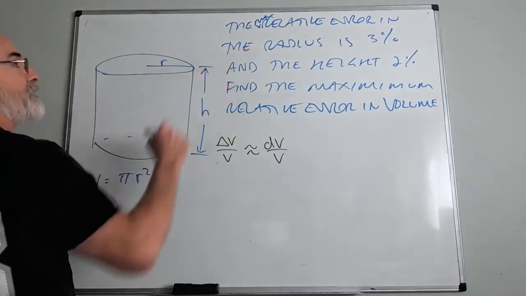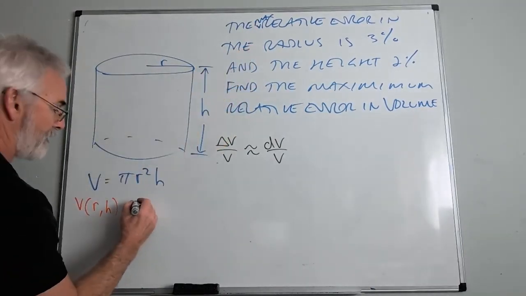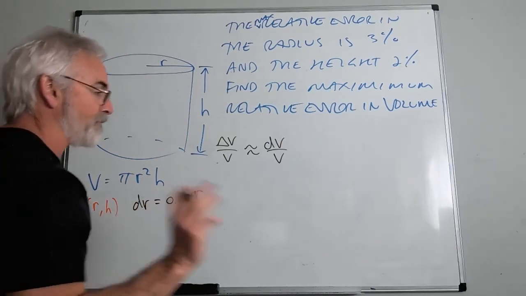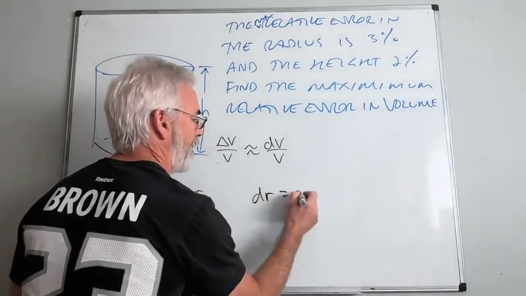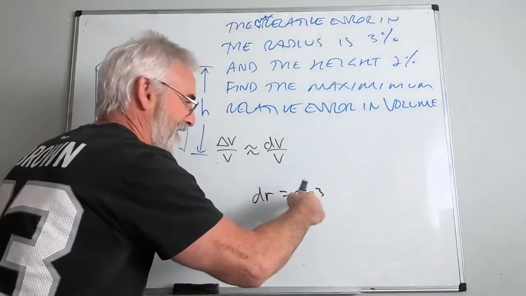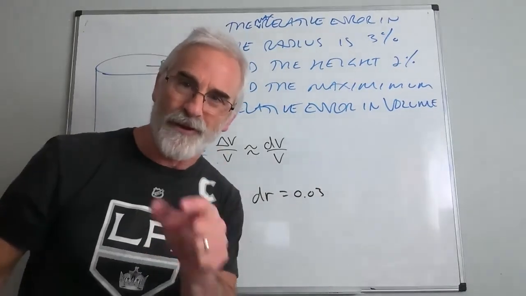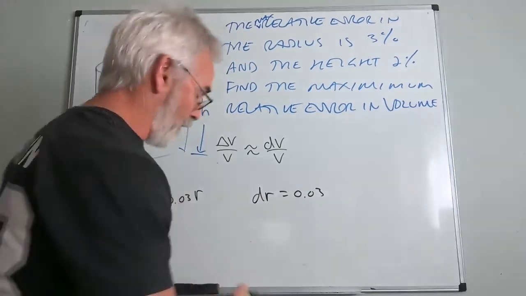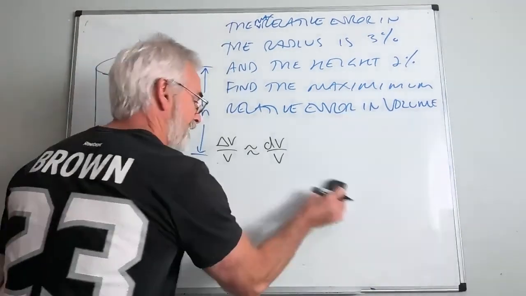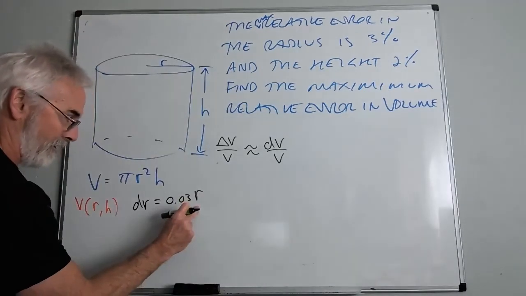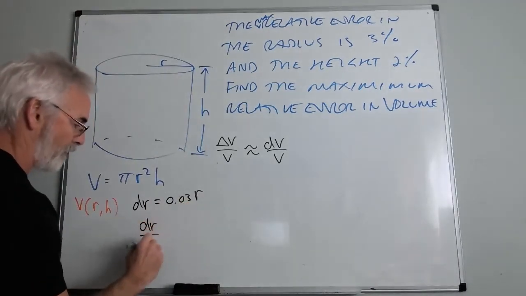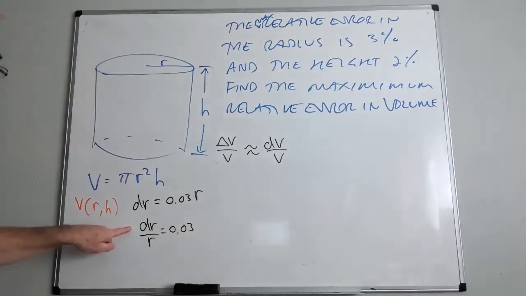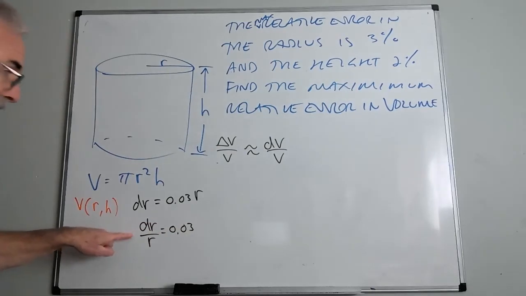The maximum relative error in the radius is 3%. That means dr at most is 3% of r. By the way, do not say dr is 0.03. That doesn't mean anything. That's a percent. r is a measurement. r is a length. r has units. 3% doesn't have units. No, dr is not 0.03. dr is 3% of r. That means that dr over r is 0.03. And dr is the measurement of the error. So this isn't an estimation. This is an exact value.